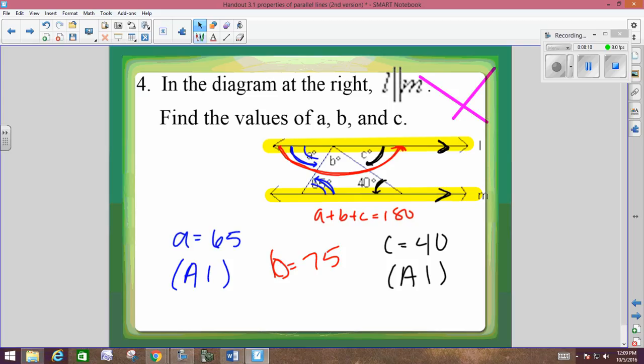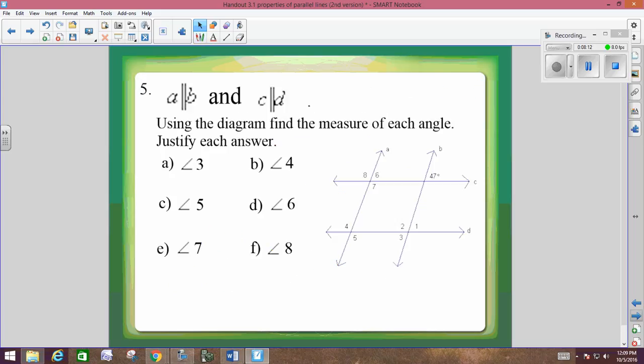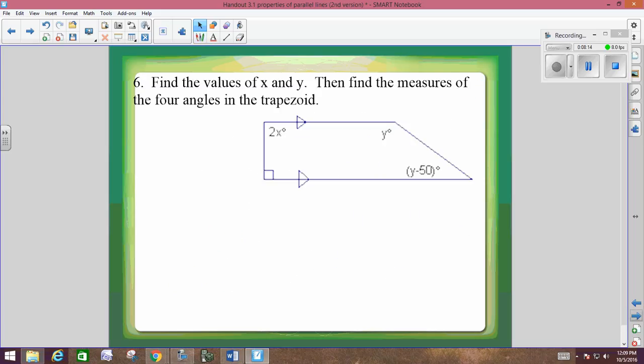Okay, we're going to skip number 5. And we're going to go to number 6. Find the values of x and y, then find the measures of the 4 angles in the trapezoid. So this is a quad. It's called a trapezoid because trapezoids have one set of parallel sides. The top is parallel to the bottom.